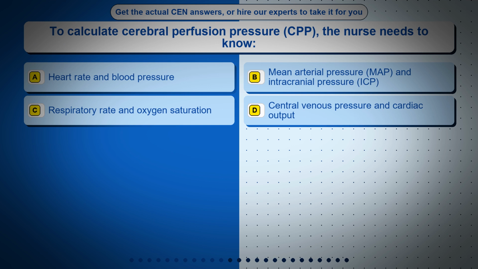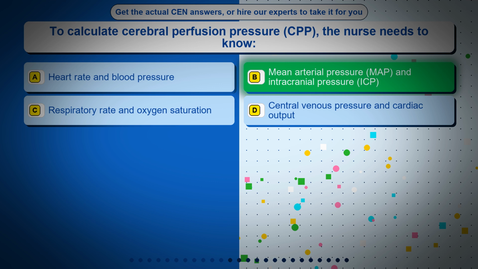To calculate cerebral perfusion pressure, CPP, the nurse needs to know: Option A, heart rate and blood pressure. Option B, mean arterial pressure, MAP, and intracranial pressure, ICP. Option C, respiratory rate and oxygen saturation. Option D, central venous pressure and cardiac output. The correct answer is Option B, mean arterial pressure, MAP, and intracranial pressure, ICP.